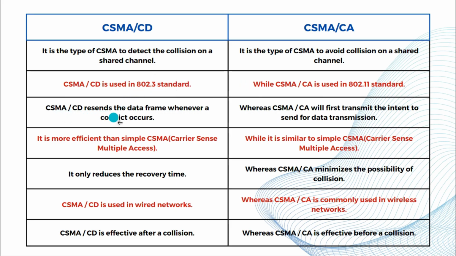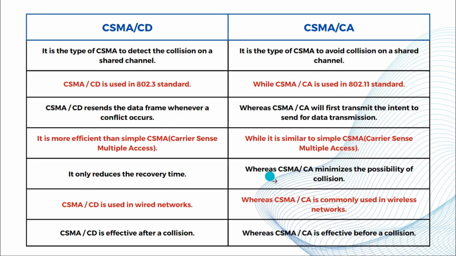CSMA/CD resends the data frame whenever a conflict occurs. Here CSMA/CD will first retransmit the intent to send the data transmission. It is more effective than simple CSMA, carrier sense multiple access. It only reduces the recovery time.